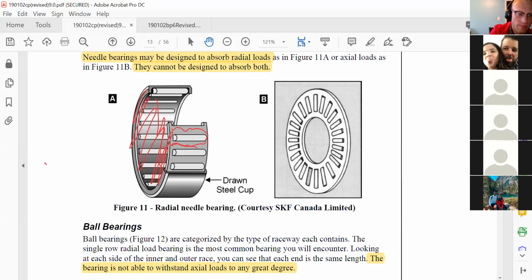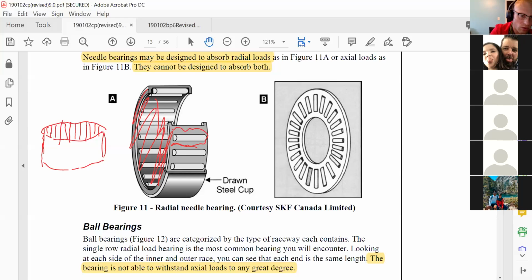Okay, so here's your cup. And inside of this cup is going to be all the different needles next to each other. My rollers would not roll very well, but they will all be in there, okay? Not in a cage, they'll end up just being pressed inside beside each other.